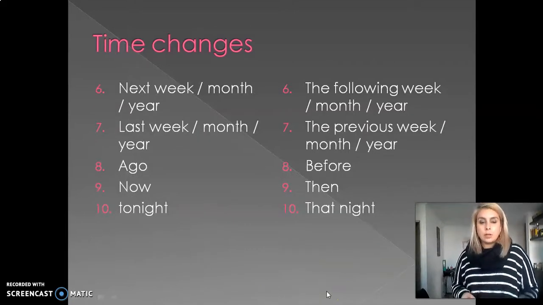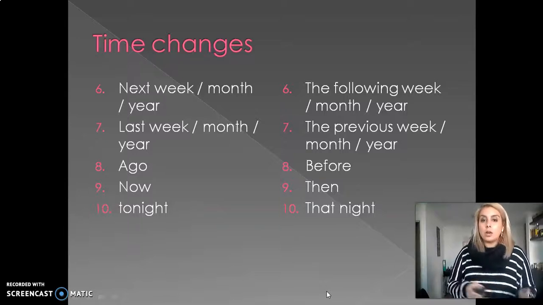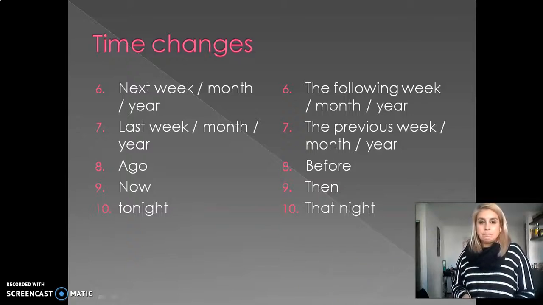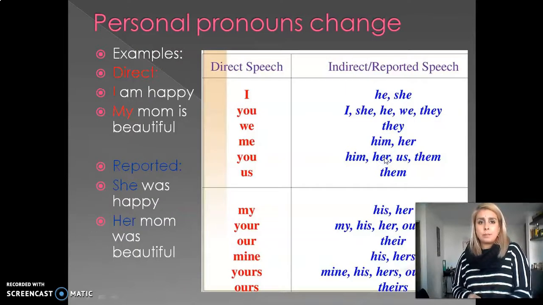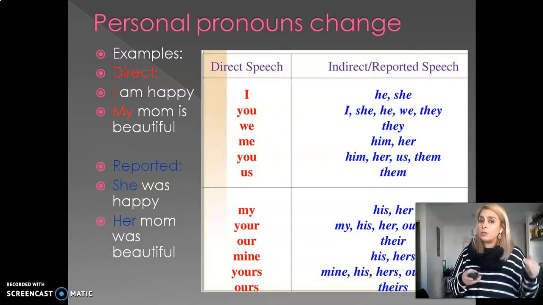There are more time expression changes. For example, the word next for the following, the word last for the previous, the word ago for before, the word now for then, and the word tonight for that night. Okay, that's for you to be clear on the time expressions. The personal pronouns change. They change in the personal pronouns and the personal possessive pronouns.